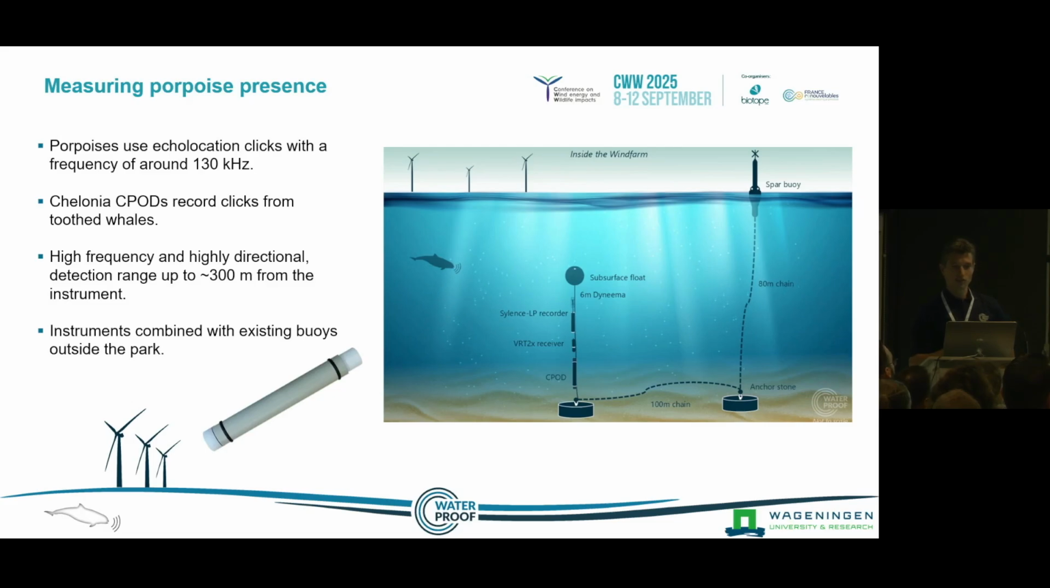Yeah, so those click detectors, harbor porpoises use echolocation clicks to be able to forage, to explore their surroundings, to navigate, to communicate. And we have those click detectors that can specifically detect those echolocation clicks. And that tells us something about the presence of those animals and their behavior, whether they are foraging or not. And with those click detectors, we can detect harbor porpoises up to 300 meters from the device.